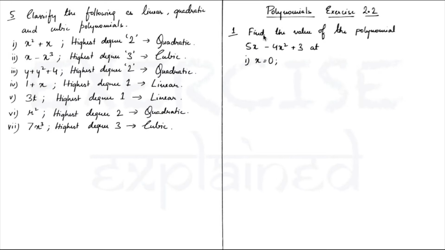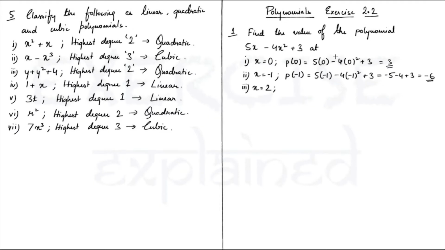You're watching Exercise Explained. So today we'll be doing the second exercise of polynomials. So let's start with it. First question, find the value of polynomial 5x minus 4x square plus 3 at x is equal to 0. What we have got to do here is we have to take the value of 0 and substitute it in place of x. So what we get over here is I take p of 0, so that is 5 into 0 minus 4 into 0 square plus 3. So what I get is 3.